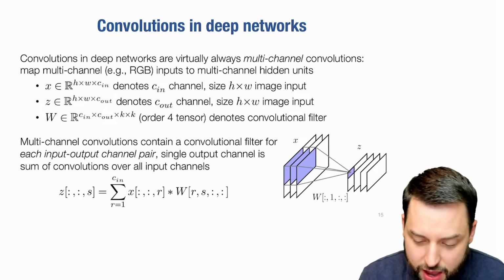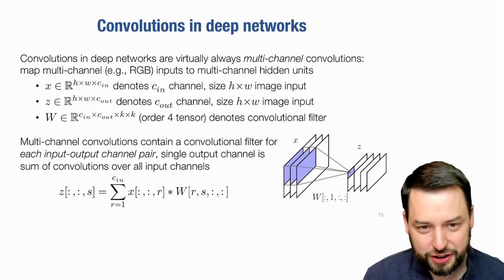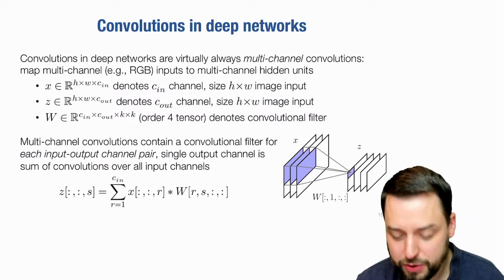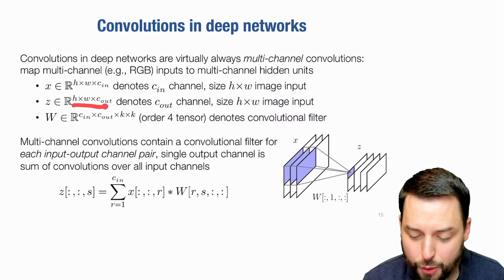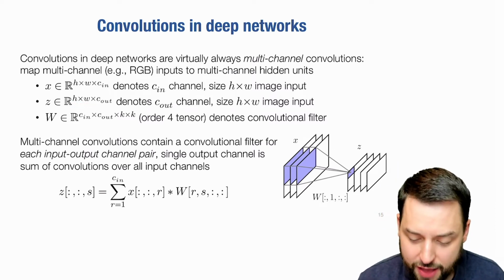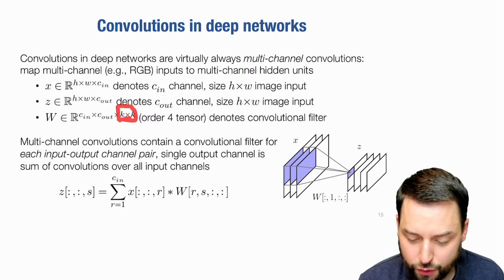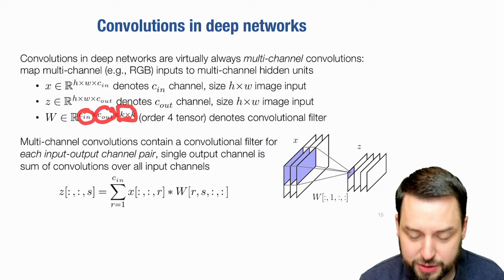To be clear, your sizes are also the same here. Your input is a rank 3 tensor. If you add a batch dimension, it'll be rank 4, but a single input is a rank 3 tensor. The output's also a rank 3 tensor, height by width by either channel input or channel outputs. And your weights here are a rank 4 tensor because you have this K by K filter for every pair of inputs and outputs.